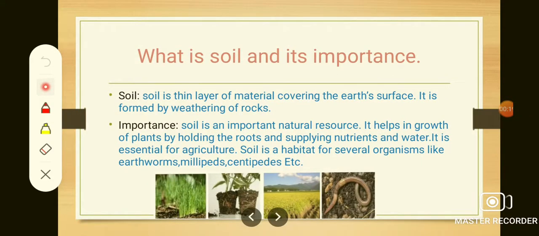So, let's start with what is soil and its importance. Soil is the thin layer of material covering the earth's surface. It is formed by weathering of rocks. Importance. Soil is an important natural resource. It helps in growth of plants by holding the roots and supplying nutrients and water. It is essential for agriculture. Soil is a habitat of several organisms like earthworms, millipedes, centipedes, etc.